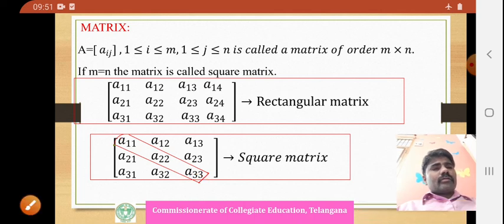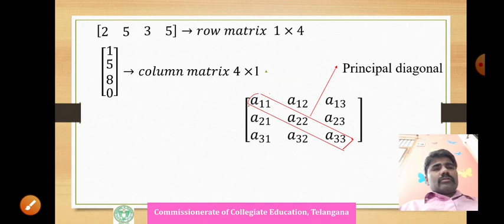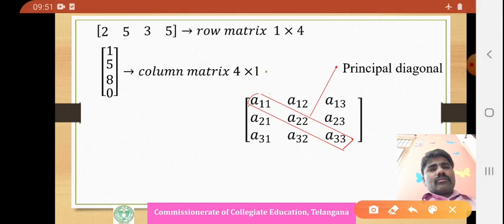Now, different types of matrix. One is a matrix that has only one row, that is 2, 3, 4, 5, A11, A12, A13, A14 elements only. This is called a row matrix. Its order is 1 by 4, 1 row and 4 columns.